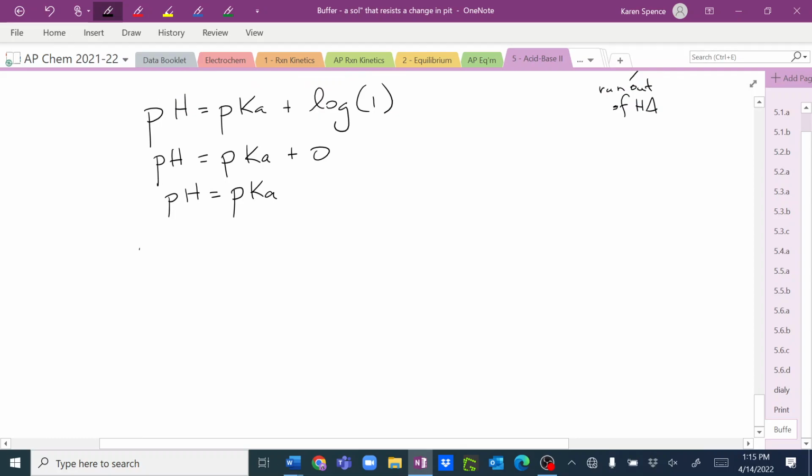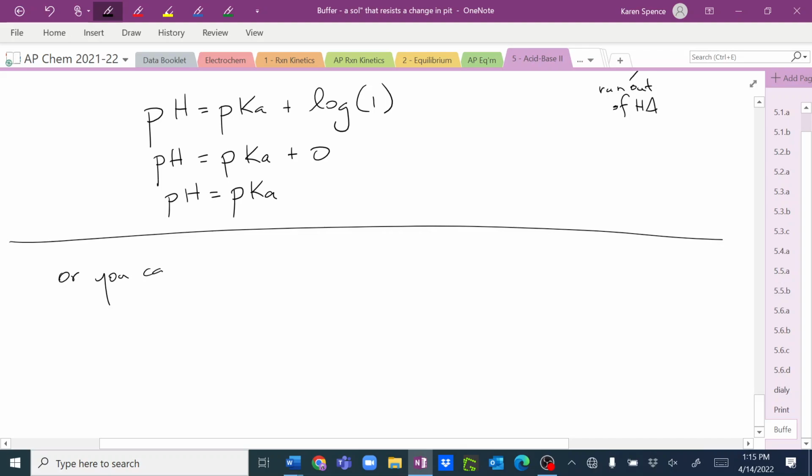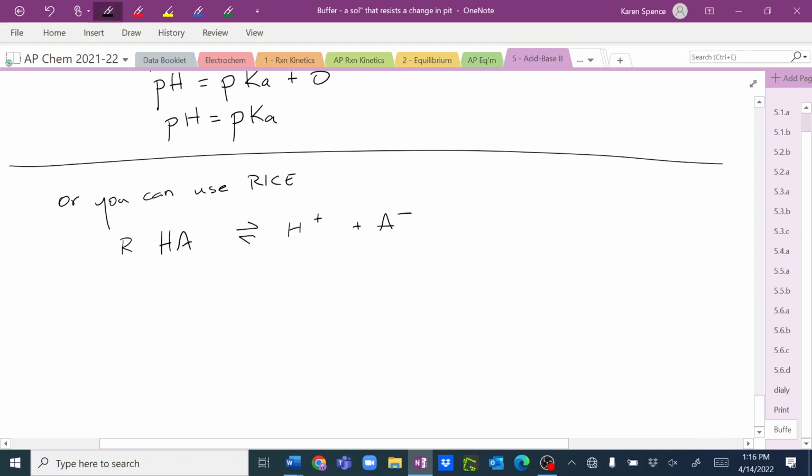I have, so in fact, you don't need to know that equation at all. You can just use RICE. So if you have HA, H plus, A minus, you can use RICE to find the pH of the buffer.